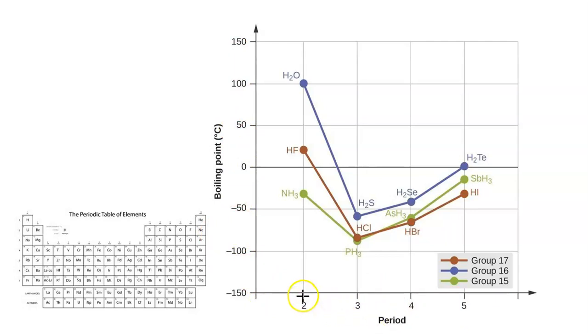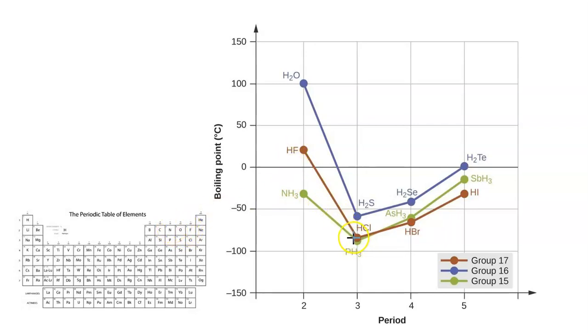If we look at the second period, we see there's nitrogen, fluorine, and oxygen, and all of those are on the second period here. Each point is a compound of an element that's bonded to hydrogen. So here we have nitrogen bonded to hydrogen, then fluorine bonded to hydrogen, and then oxygen bonded to hydrogen. These are all second period elements bonded to hydrogen.